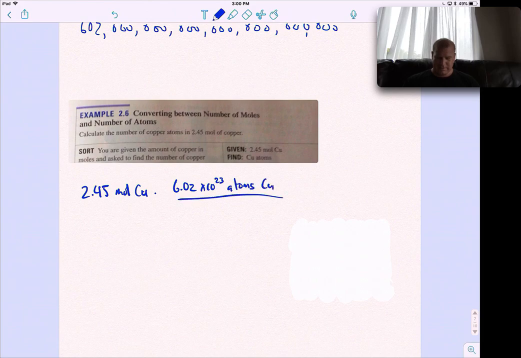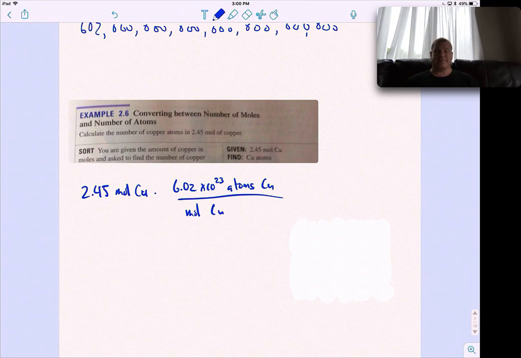But let's do some problems with this. Calculate the number of copper atoms in 2.45 moles of copper. So 2.45 moles of copper, times, actually no, I got it backwards, times Avogadro's number, 6.02 times 10 to the 23rd atoms copper over mole copper. Next thing you're asking is, what the heck am I doing?